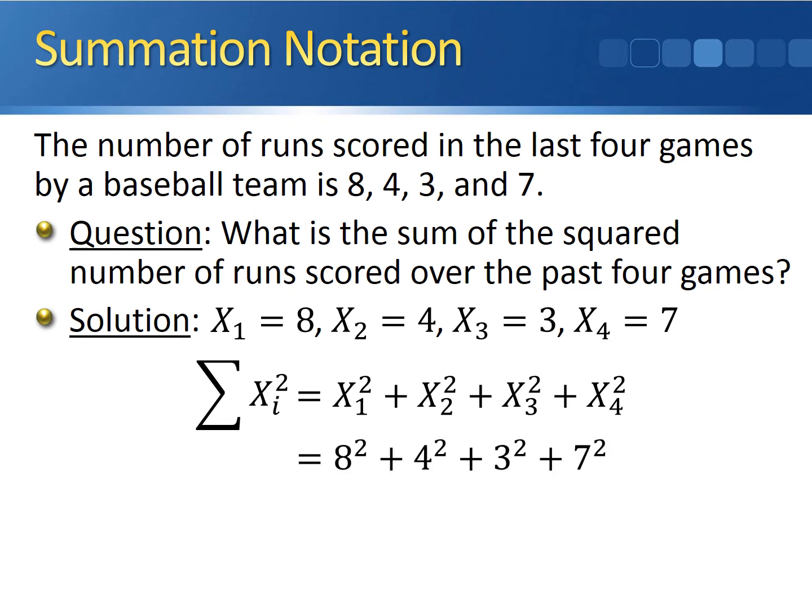This gives us 8 squared plus 4 squared plus 3 squared plus 7 squared. The individual squares are 64, 16, 9, and 49. Adding these 4 squares together gives us a final total of 138.